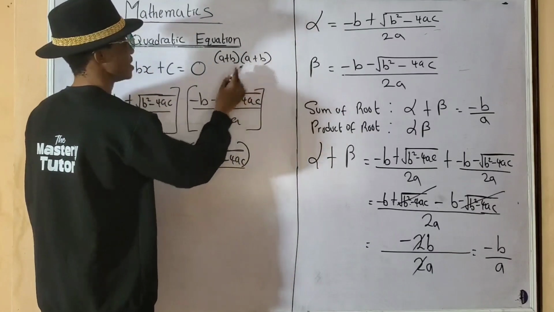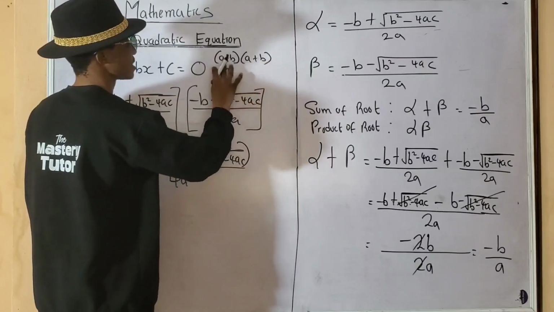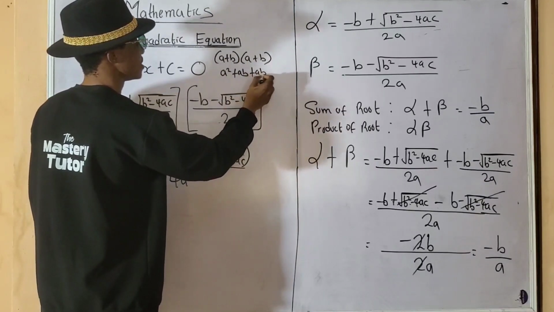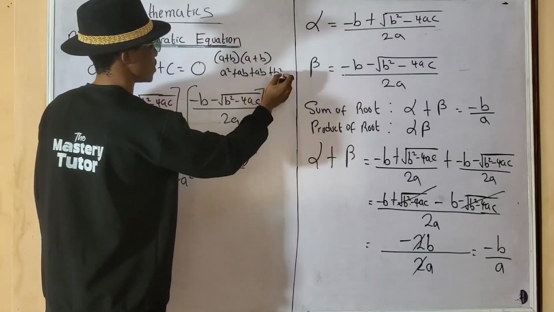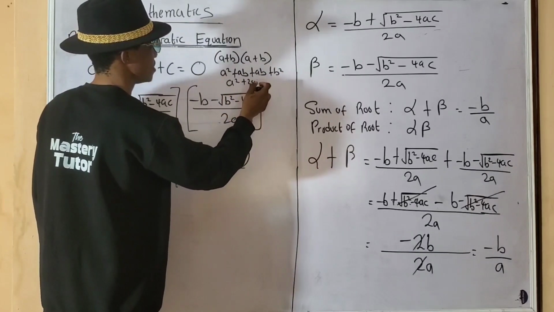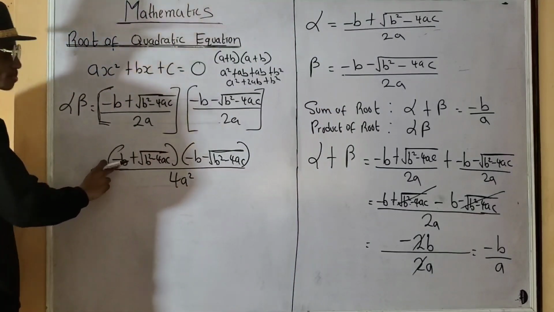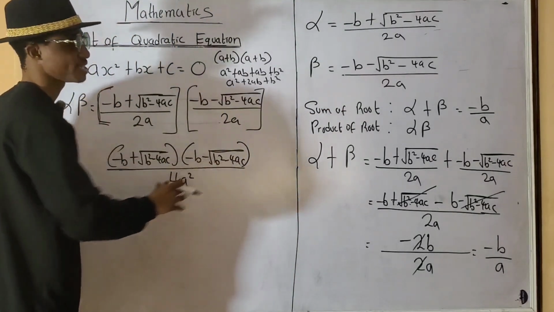you're going to have what? A times a, right? A squared. A times b, that is what? Plus ab. Plus b times a, that is what? Plus ab. Plus b times plus b, that is what? Plus b squared. So I'm going to have a squared plus 2ab plus b squared. Okay, we're going to use the same method here. Minus b will multiply all the parameters that is inside the second bracket.